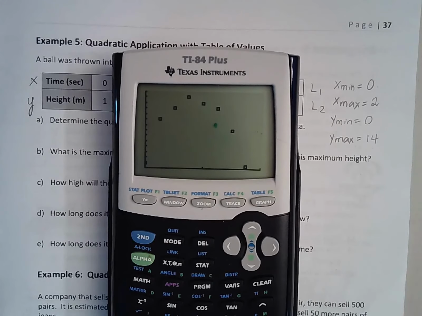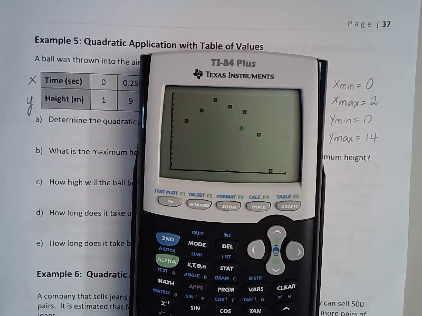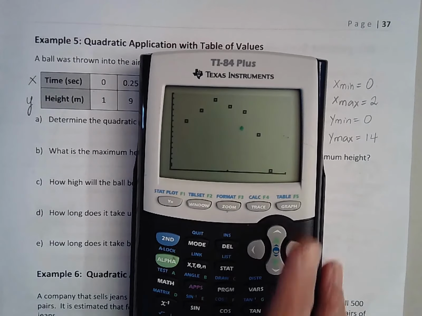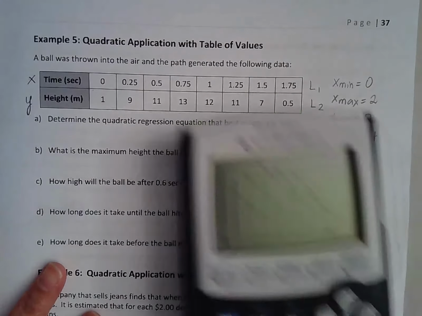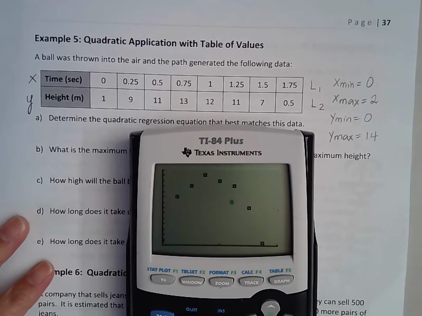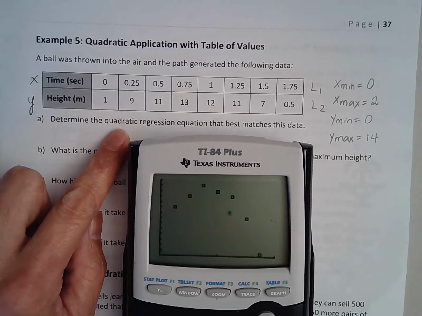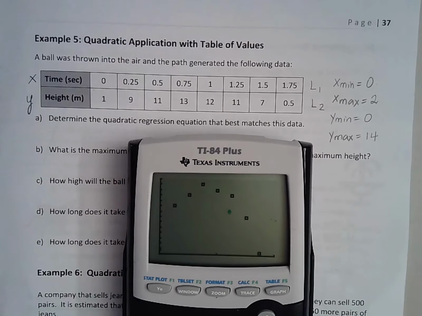Okay, so while she's working on that one, now we're ready, right? We can see our points. We've set up our window. We've turned on our stat plot. We're ready to determine the quadratic regression. So let's go ahead and do the quadratic regression.